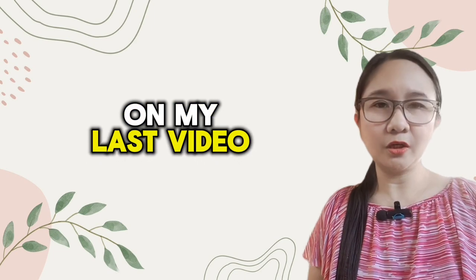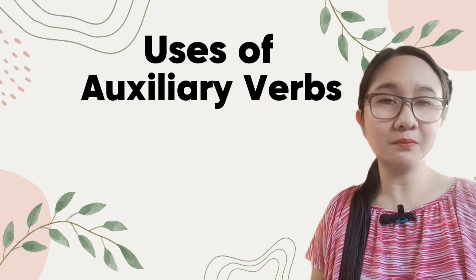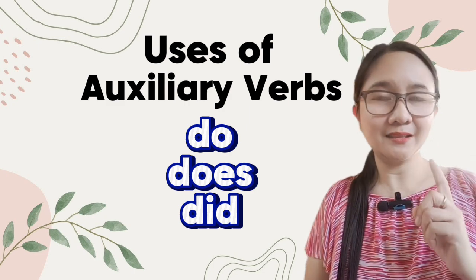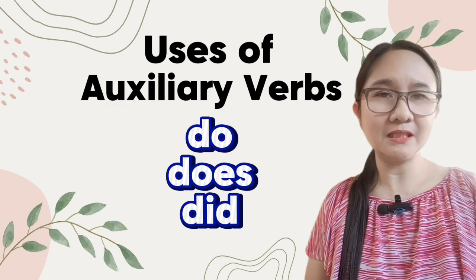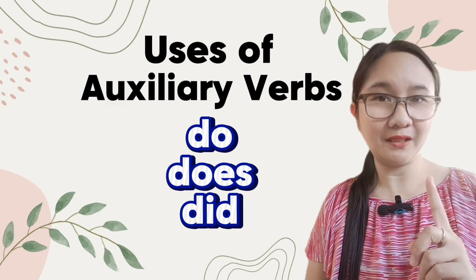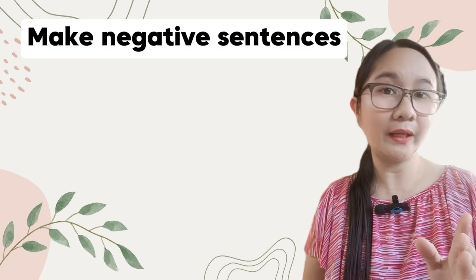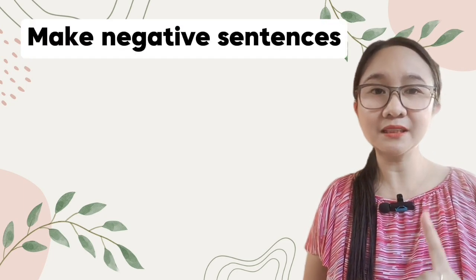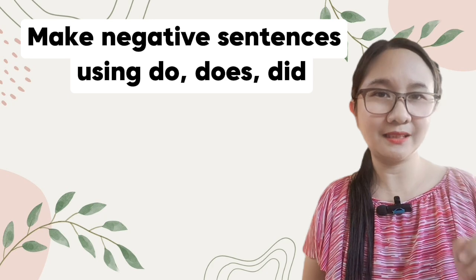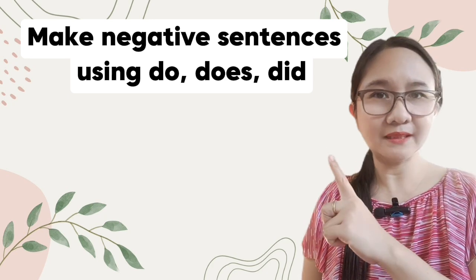On my last video, I discussed the uses of auxiliary verbs do, does, did. And today, we will have activities related to that topic. So, the instruction is to create or make negative sentences using do, does, did. Now, let's take a look at this structure.